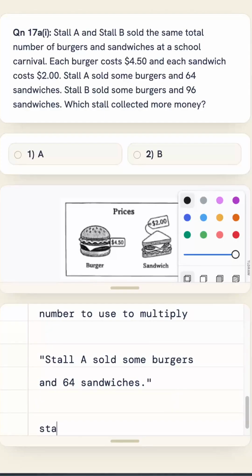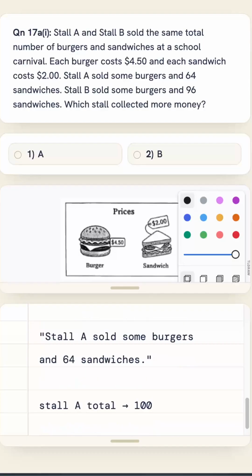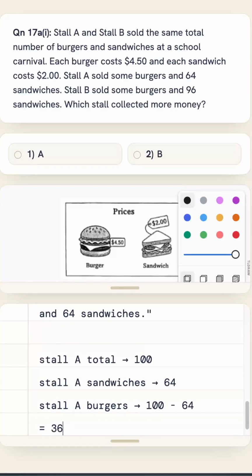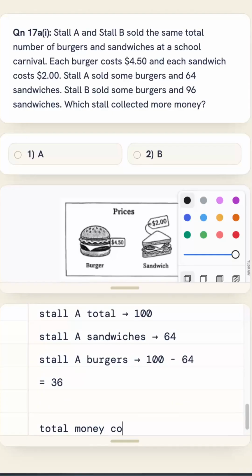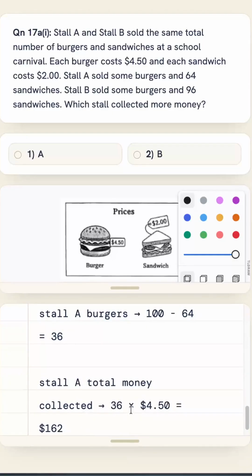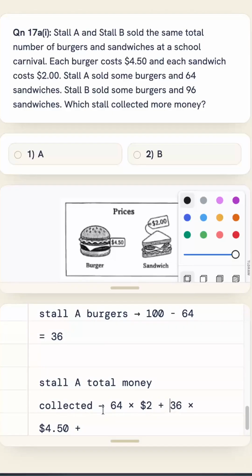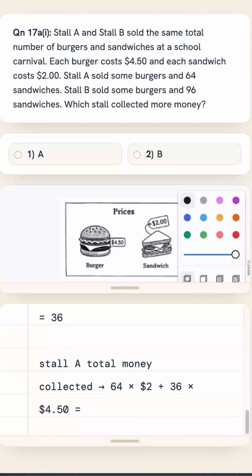So stall A total is equal to 100. Stall A sandwiches is equal to 64. And then stall A burgers is equal to 100 minus 64, and this will give us 36. So total money collected is equal to 36 times $4.50, which is the burgers, plus the sandwiches, 64 times $2. And that will be a total of $290 for stall A.